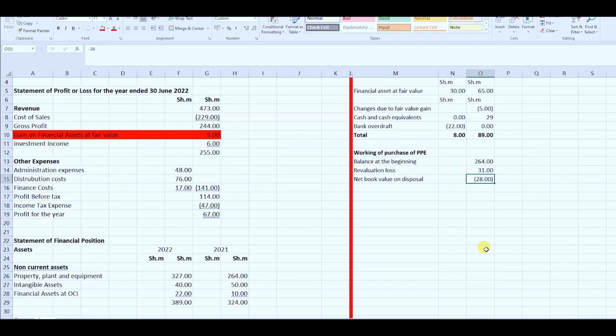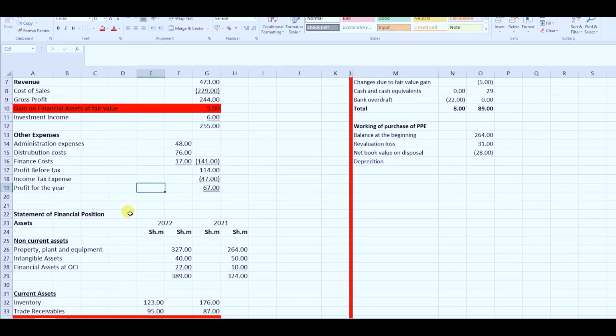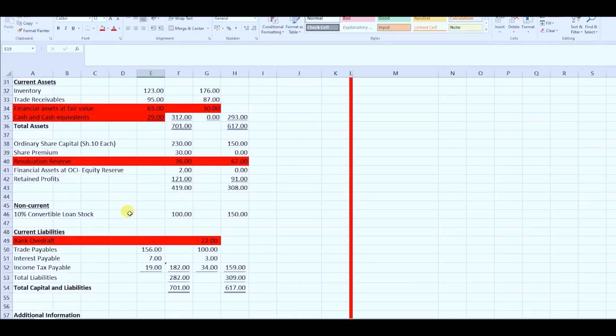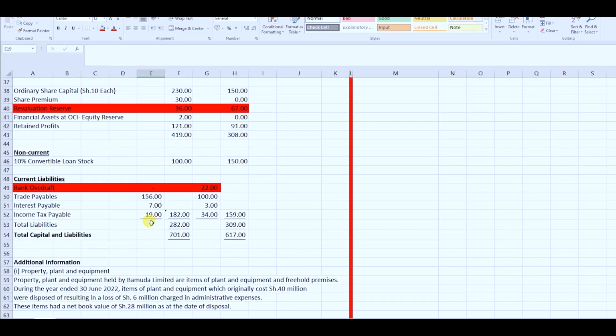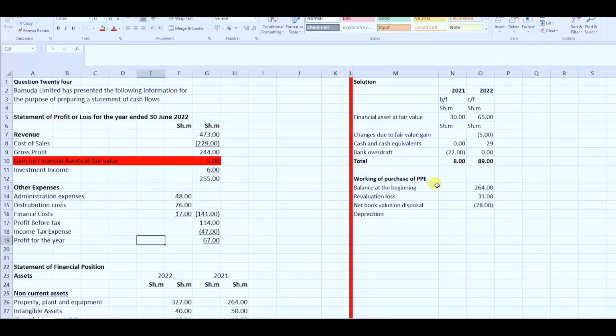Then we assess depreciation. We can get it by checking the additional information over here. Number 2, depreciation charge for the year was 43 million. So for depreciation, we include the 43 million as a negative value, like that. So we just use format painter.